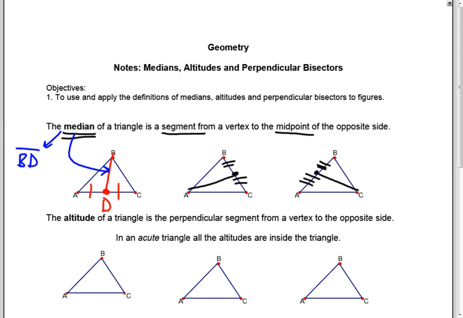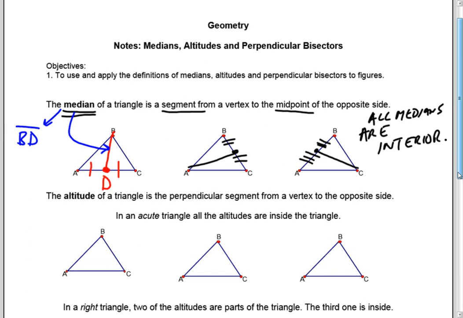Where are all of these? Inside or outside? All medians are interior. Next week we'll talk about what happens when we have all 3 at once. We'll take a look at some constructions.